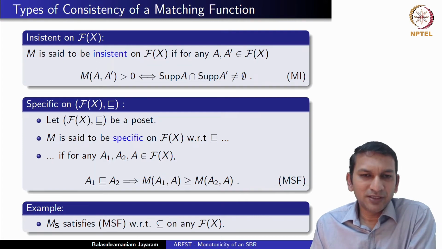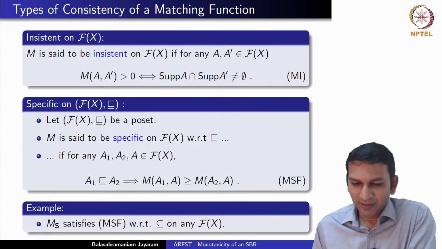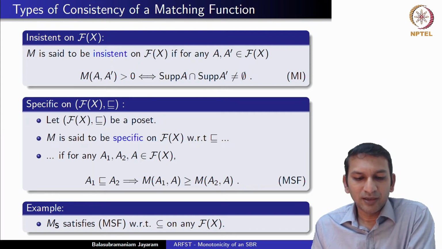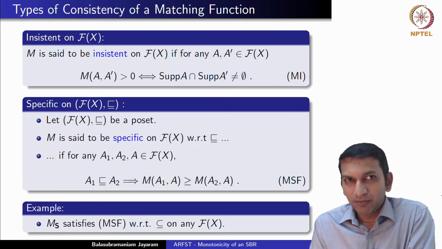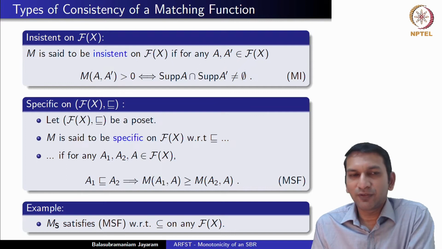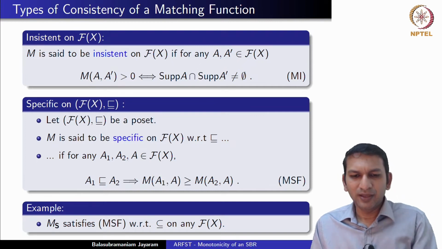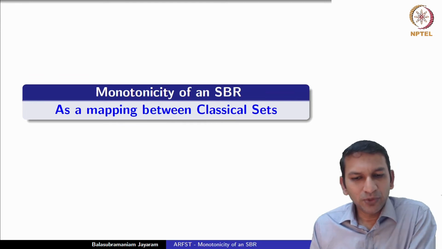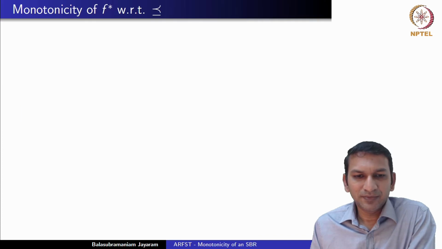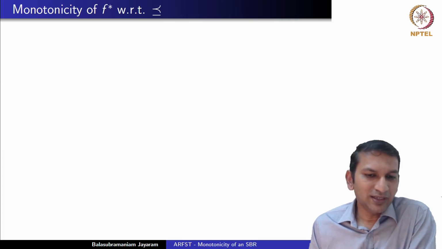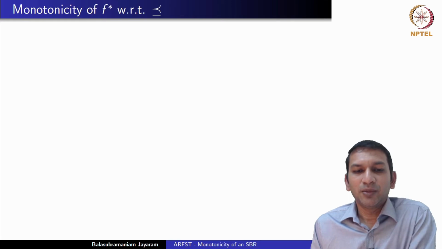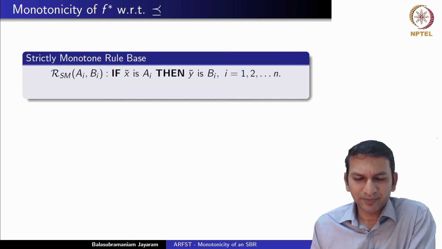As an example, if you consider the Smith-Magrez matching function, it can be seen that in fact it satisfies this set specificity with respect to the pointwise ordering or any ordering on f of x that you can consider. Now let's come to discussing the monotonicity of an SBR as a mapping between classical sets. So that means we are looking at f star and discussing the monotonicity of it with respect to the alpha cut based ordering.